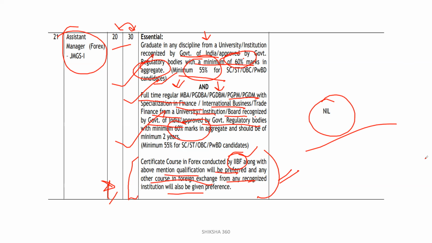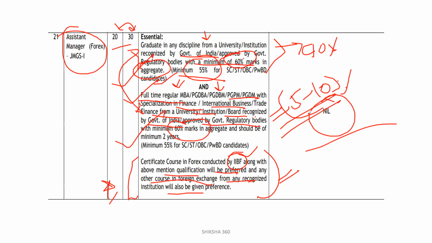So I request all of you who fulfil these two things to apply for the examination. This is the criteria which 90% of students have fulfilled, but only 5 to 10% have gone through that course. So there are very high chances of selection if you have gone through the paper very well. Okay, so now let's move on to some more.